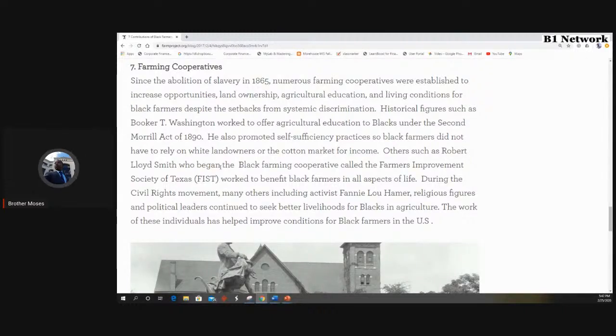Historical figures such as Booker T. Washington worked to offer agricultural education to Blacks under the Second Morrill Act of 1890.